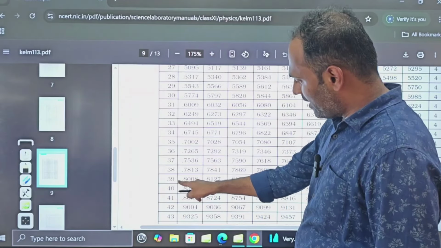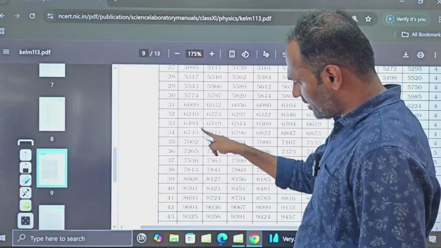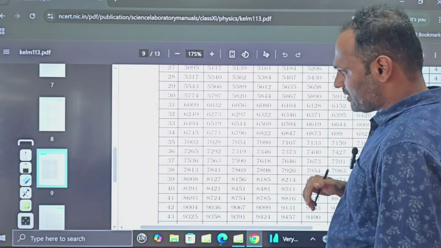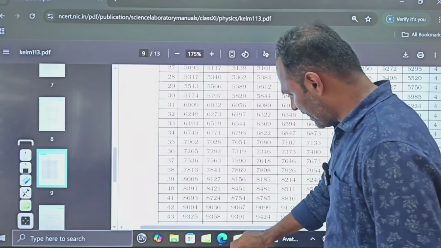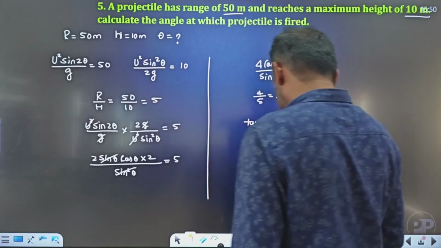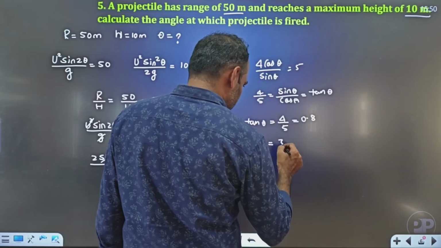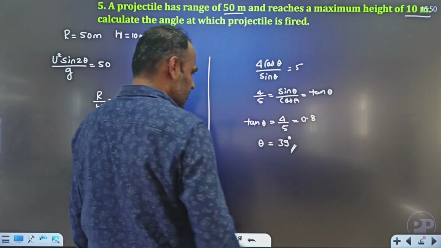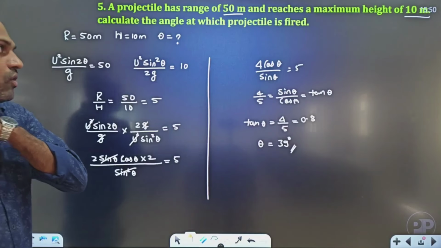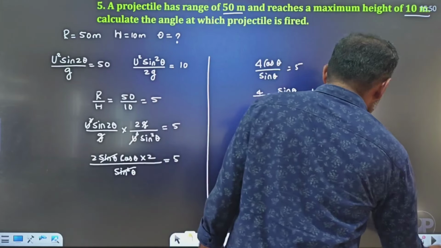So this comes in the 39 degree column for us. Since it is the first column, we can take it as 39 degree, right? So 0.8, okay, so this is equal to 39 degree. This much is the angle, correct? Okay, let us move on to the next question then.